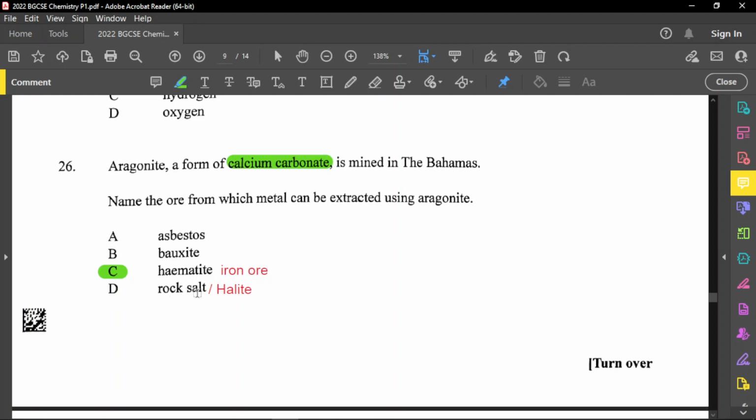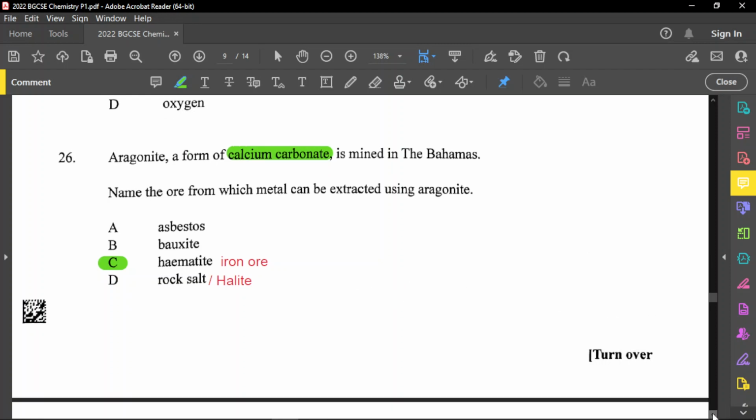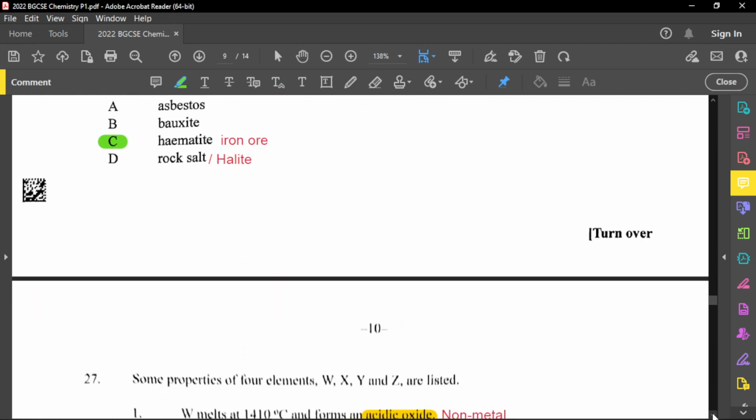All right, rock salt, no. And the other name for rock salt is halite. Just a mention of that. It is naturally occurring salt in rock form.